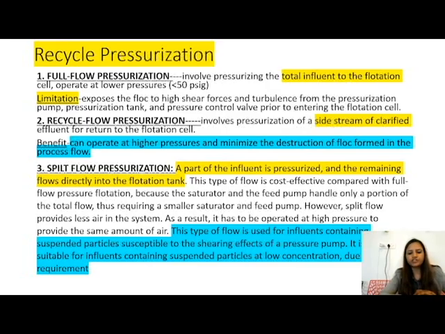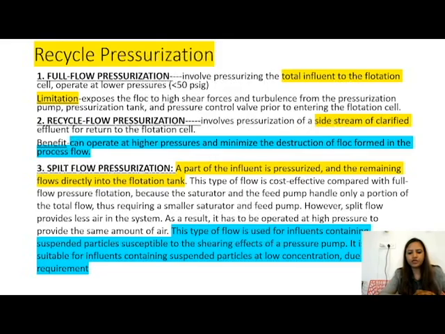Third type is split flow pressurization, when part of the influent is pressurized and the remaining flows directly into the flotation tank. This type of flow is cost effective compared with full flow pressure flotation because the saturator and feed pump handle only a portion of total flow, thus requiring a smaller saturator and feed pump. However, split flow provides less air in the system. As a result, it has to be operated at high pressure to provide the same amount of air.